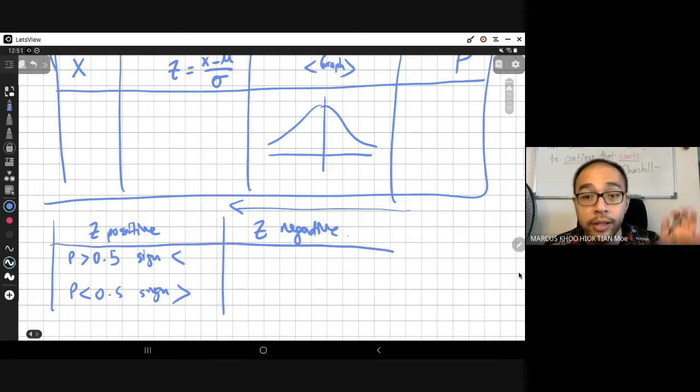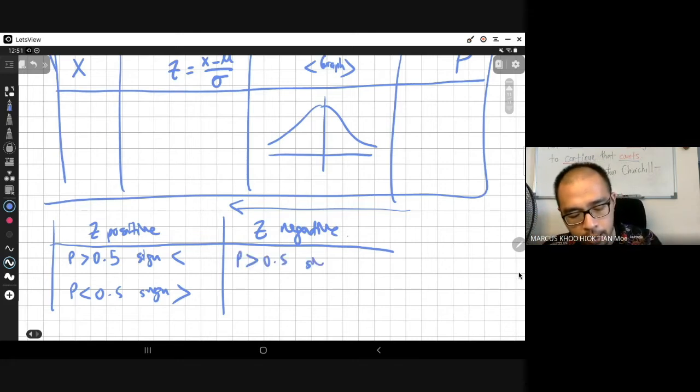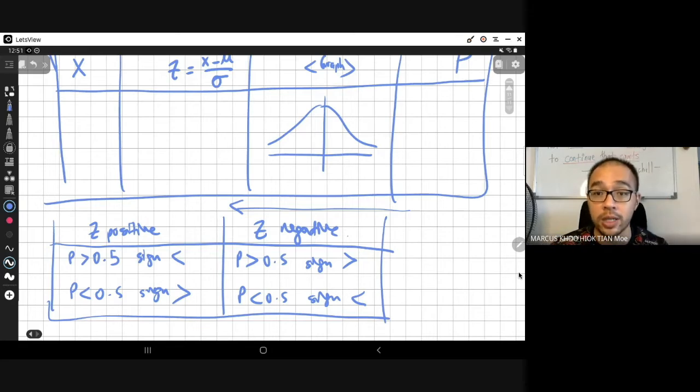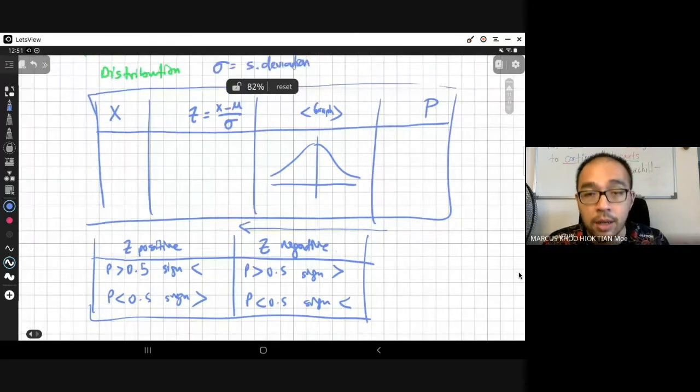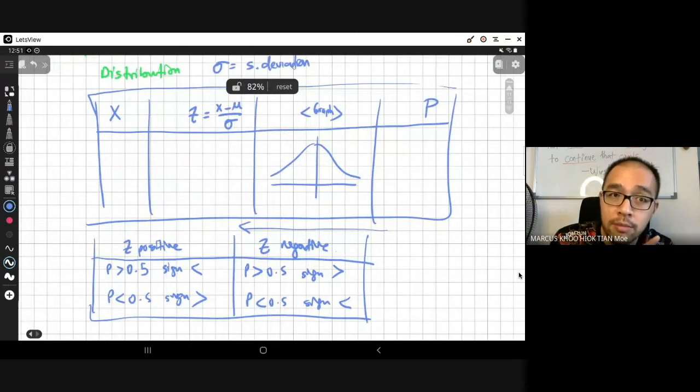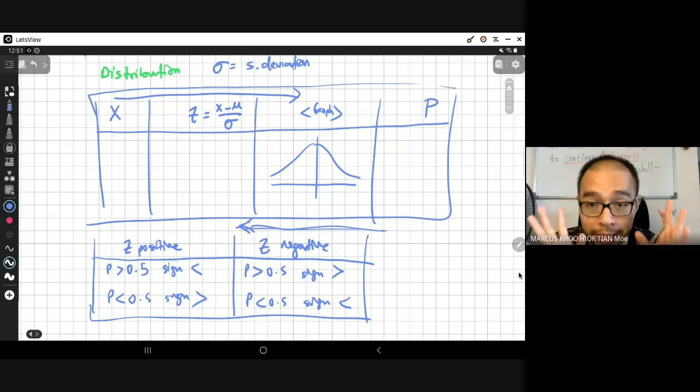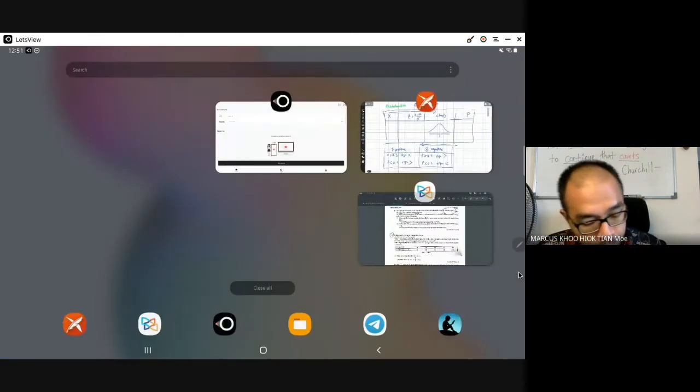Z adalah negatif kalau dia sama arah. Probability is more than 0.5 and the sign is more than. Probability is less than 0.5 and the sign in the question is less than. Of course, the sign and the probability ini kau kena analisis sendirilah. We analyze the question and then we find out. And then generally, just to recap, if there are two parts to the question, one part is always dari X pergi P, and then the next part is dari P pergi X, usually. Okay, let's take a look at the question.